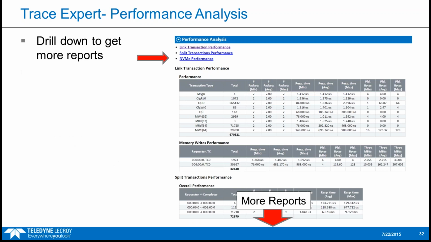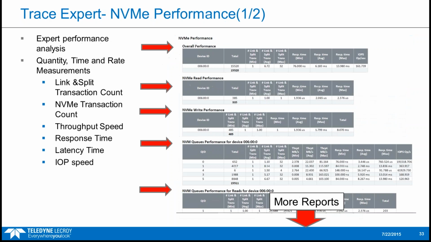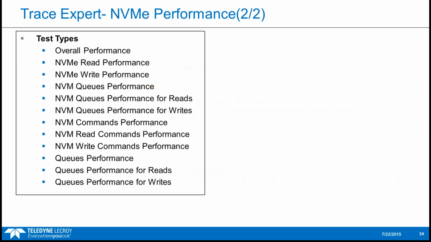The same information is also within the Protocol Analyzer, so you can actually look at it there and see what's happening. You can see here as we move across that we have things like link and split transaction count, NVMe transaction count, throughput speeds, response times, latency, and IOPS speeds. These are all supported for NVMe devices. And we can go on and show you more detail on the various NVMe queues and read-write commands and all the information that our customers have been asking for when they're doing their basic testing.